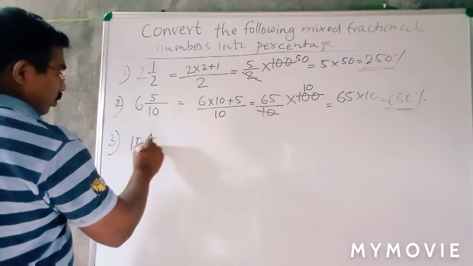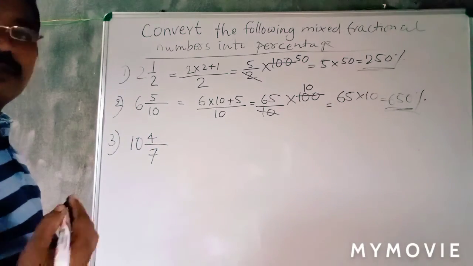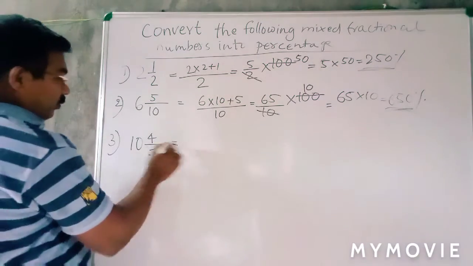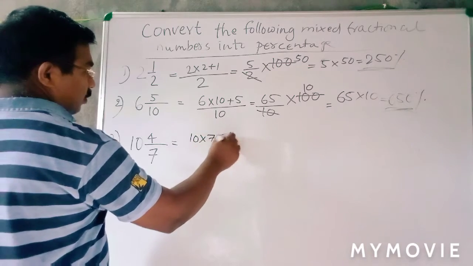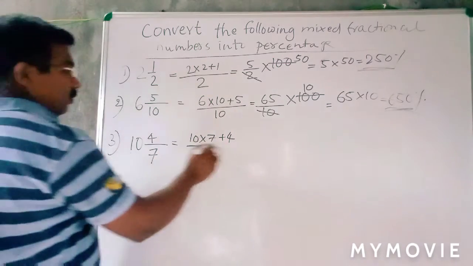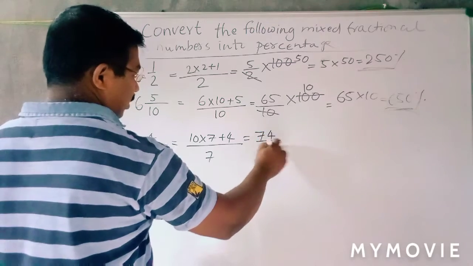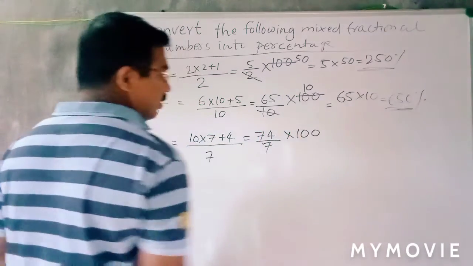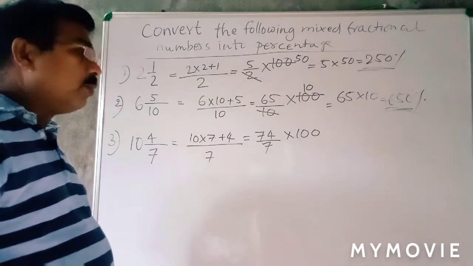10 4 by 7. We first convert this into improper fraction, that is 10 into 7 plus 4, divided by 7, so 74 by 7. Now into 100 we can change this number into percentage.